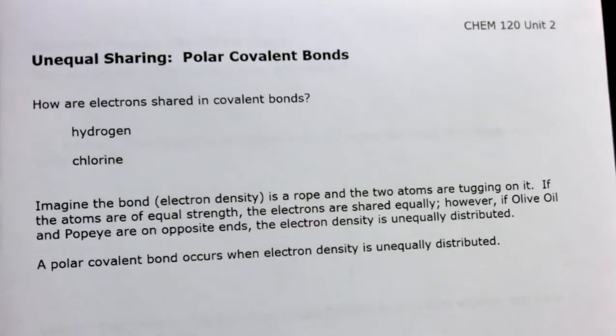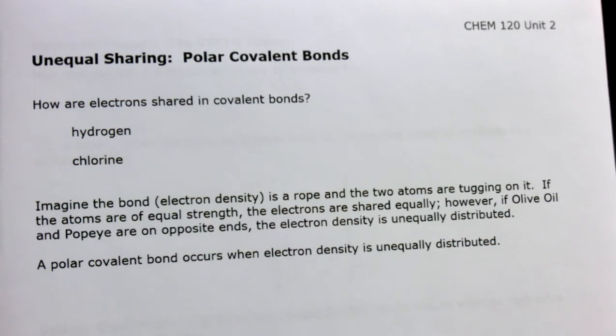All right, we're going to continue on in Unit 2, and this is our last lecture of Unit 2. We've been talking about covalent bonds, and remember, covalent bonds are the sharing of electrons between non-metals to achieve an octet, unless you're hydrogen and you are a minimalist and you just get 2 electrons. So we've talked about the sharing of electrons. Now we're going to talk about specifically how they're shared in a covalent bond.